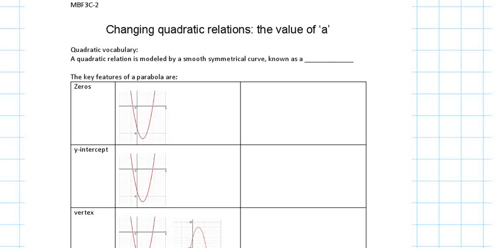So the first thing that we're going to identify, which we talked about yesterday, is that the quadratic relation, which has a degree of 2, is modeled by a smooth symmetrical curve known as a, what do we call the shape of the quadratic? Parabola.